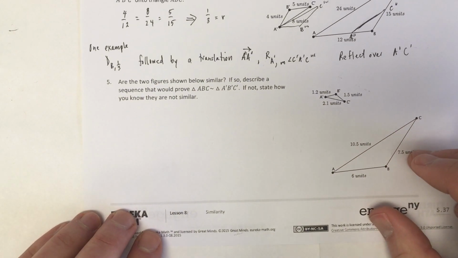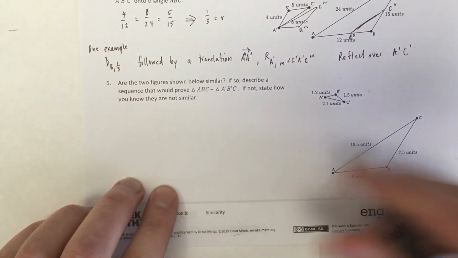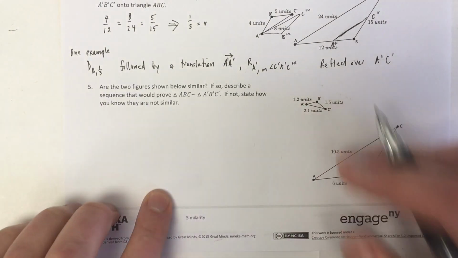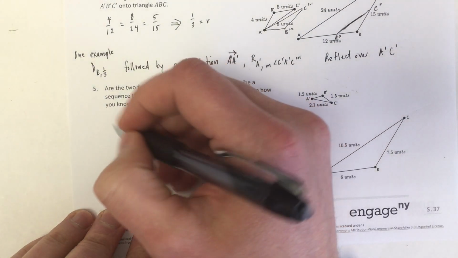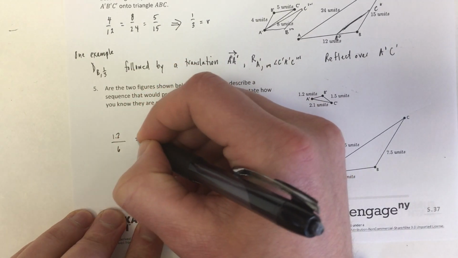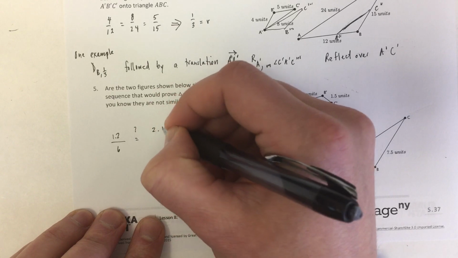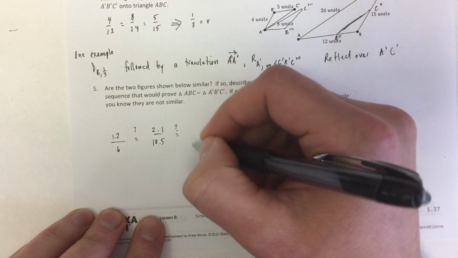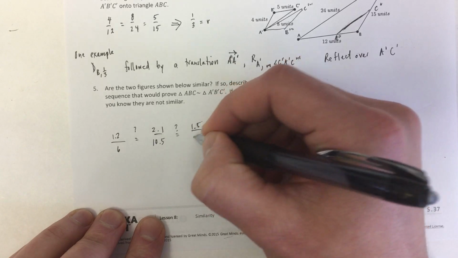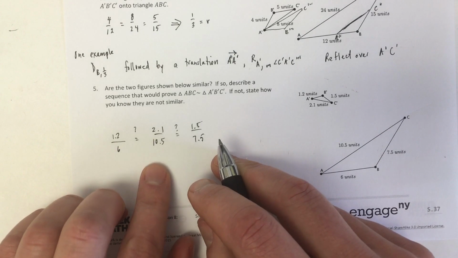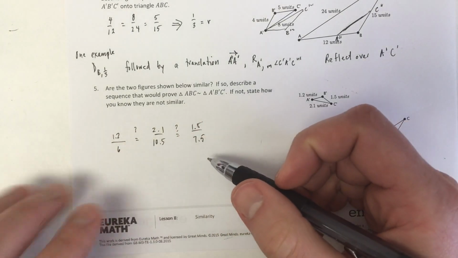In the final example, again, I'll ask you to pause the video, and you're making a comparison between each of these. But my ratios are 1.2 over 6. Does that equal 2.1 over 10.5? Does that equal 1.5 over 7.5?